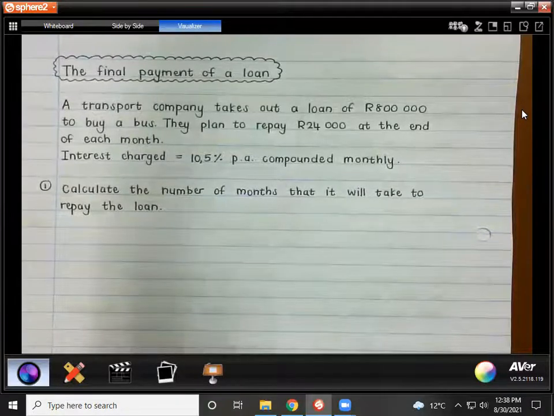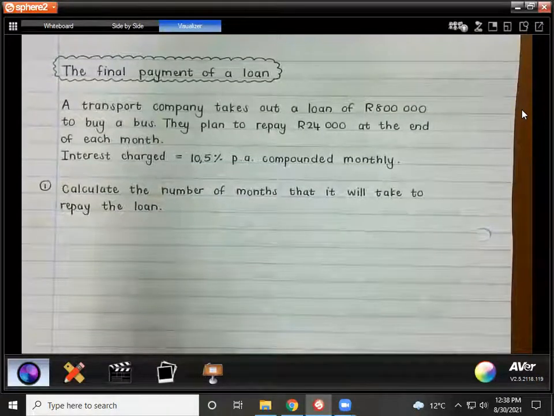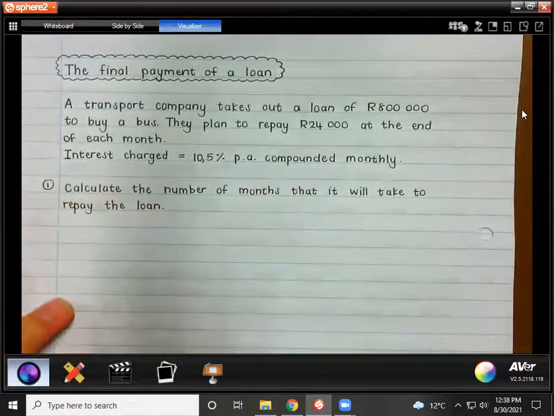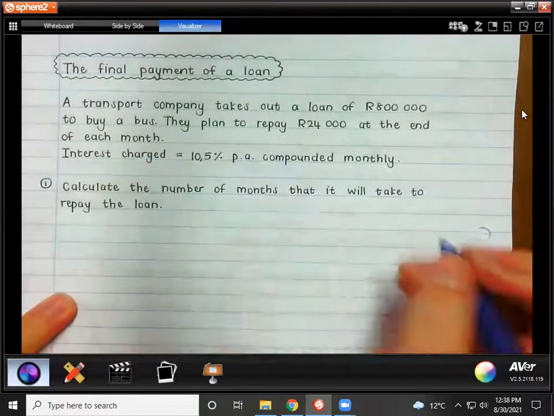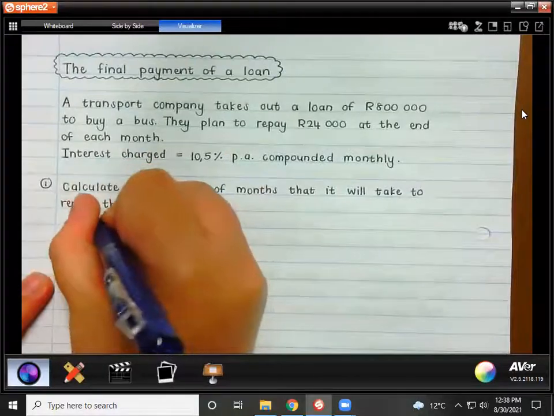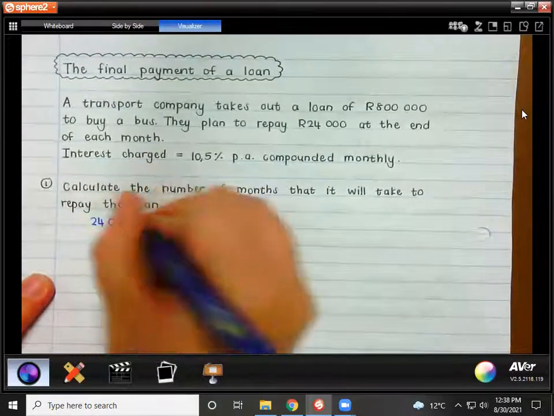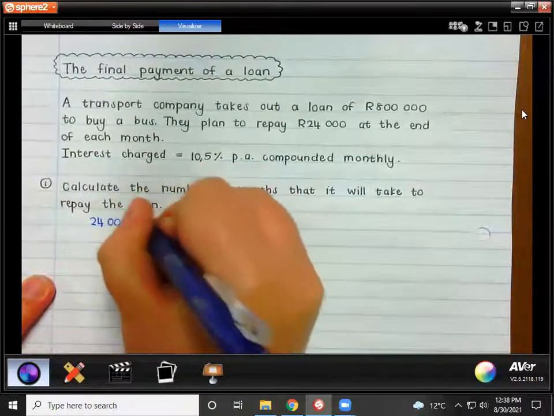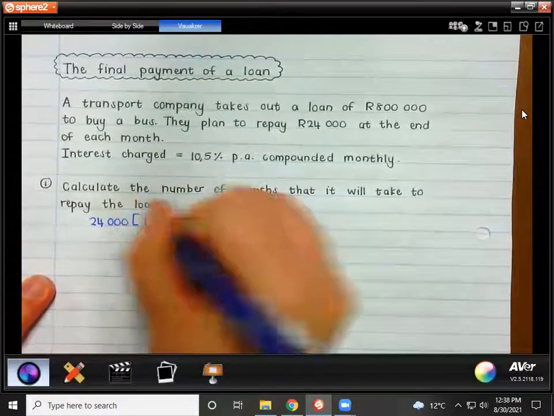Guys, it's a loan, so are you going to use present value or future value? Present, good.